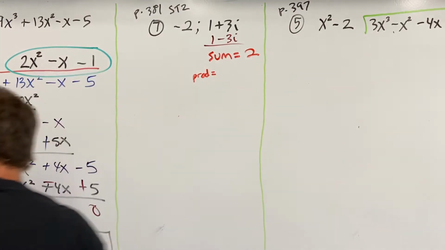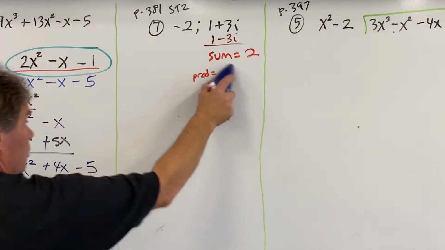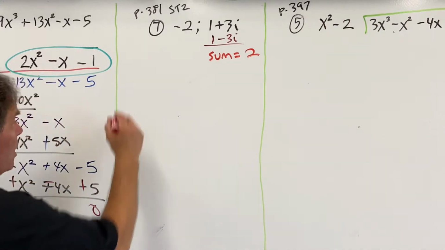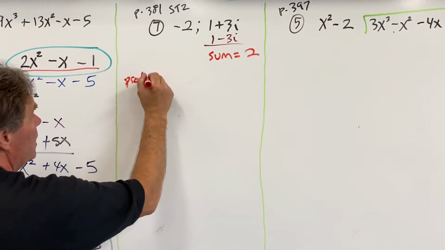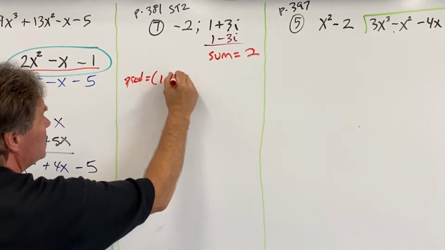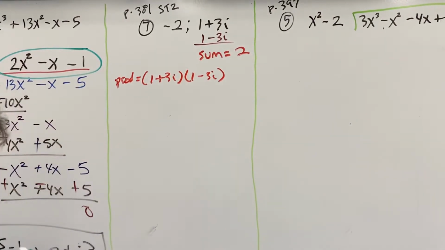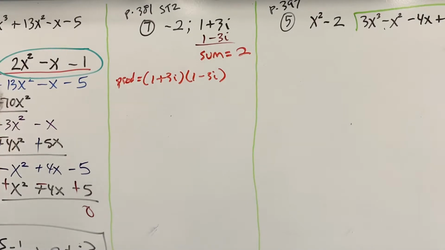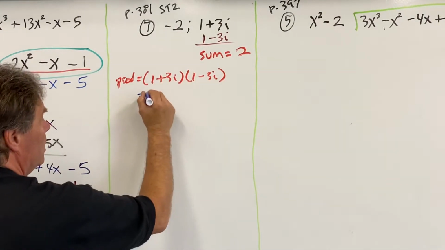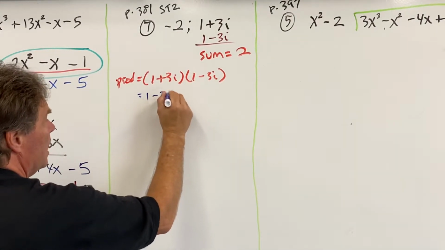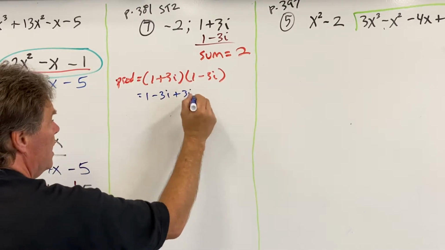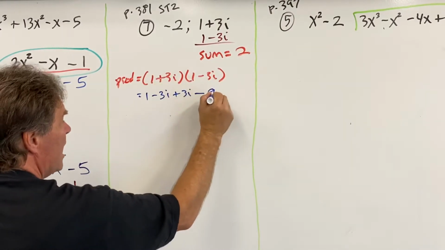In fact, I'm going to bring it over here. I'm going to need a little more room to work it out. So here we go. The product is going to be 1 plus 3i times 1 minus 3i. Okay, I'm going to FOIL that out. So here we go. 1 times 1 is 1. Then I get minus 3i. I get plus 3i. Then I get minus 9i squared.